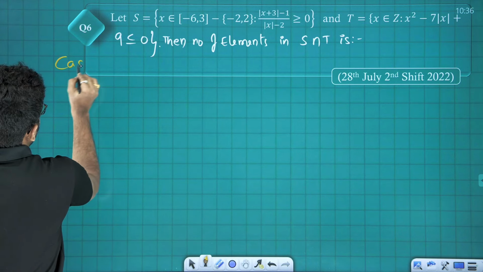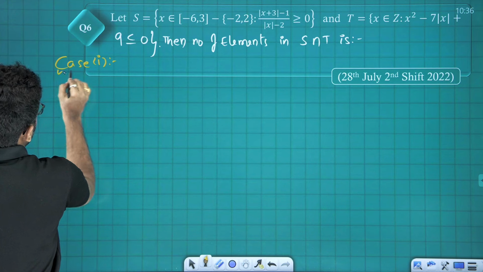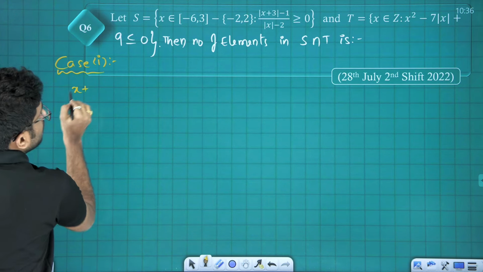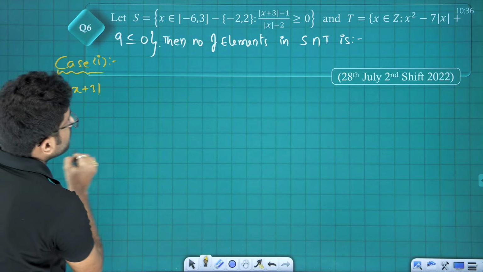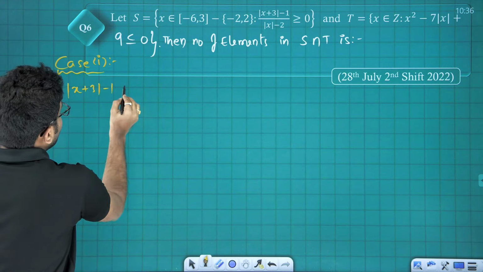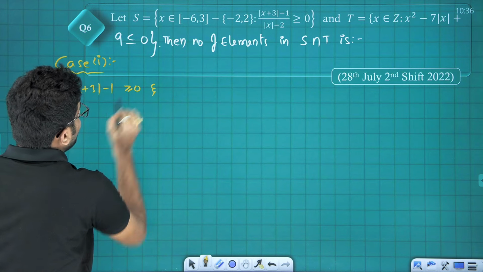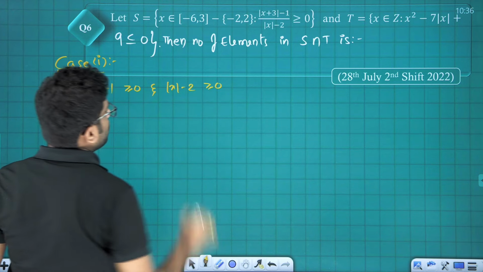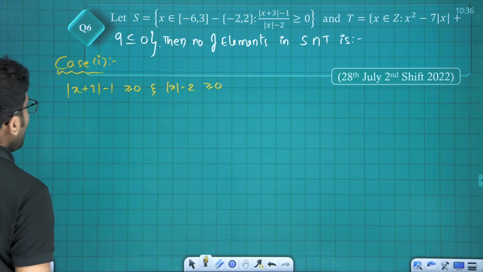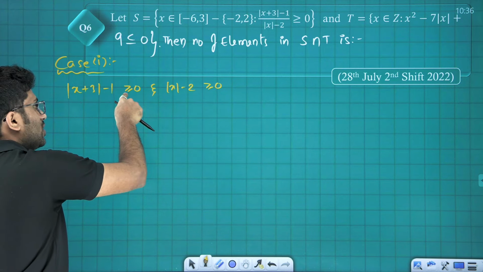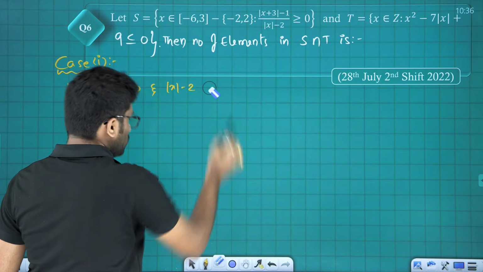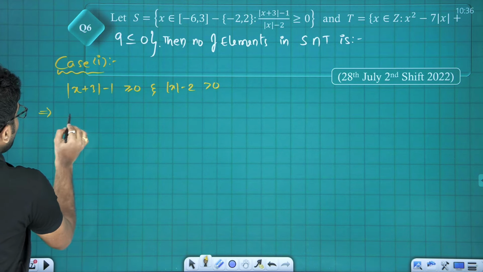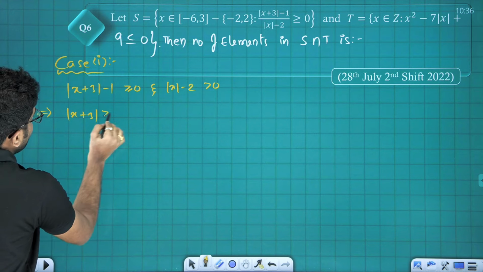Case 1. That is both positive. Mod of x plus 3 minus 1 should be greater than or equal to 0, and mod x minus 2 should also be greater than or equal to 0. Clear? And case 2 is this less than or equal to 0. Sorry, the denominator should never be equal to 0 because it is in the denominator. Okay, so that means mod of x plus 3 is greater than or equal to 1.